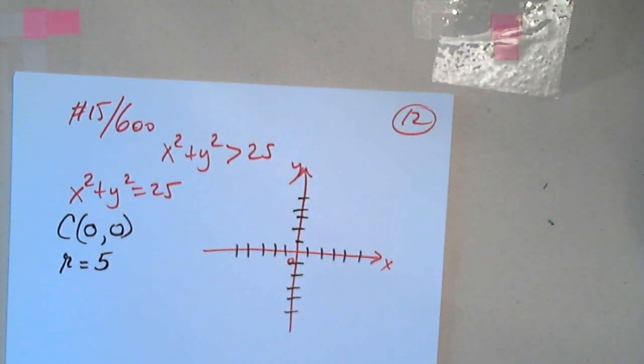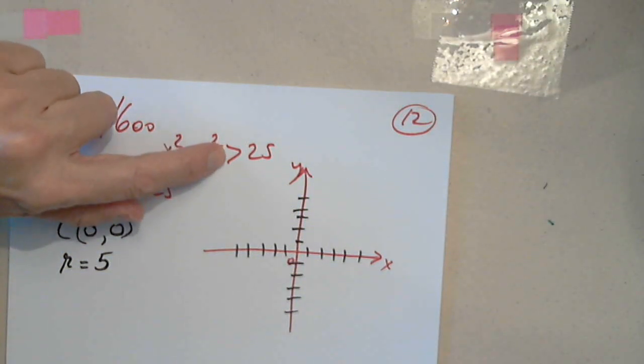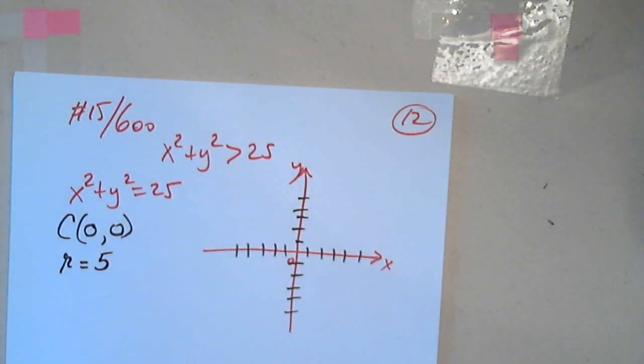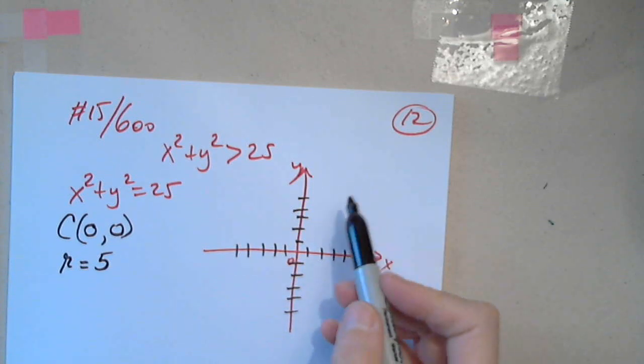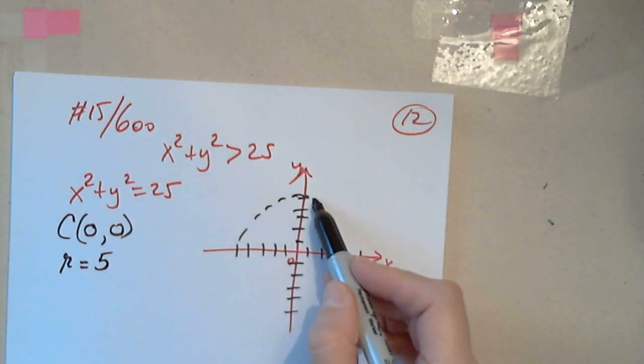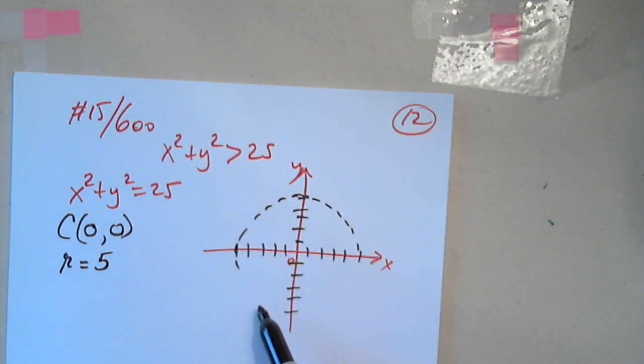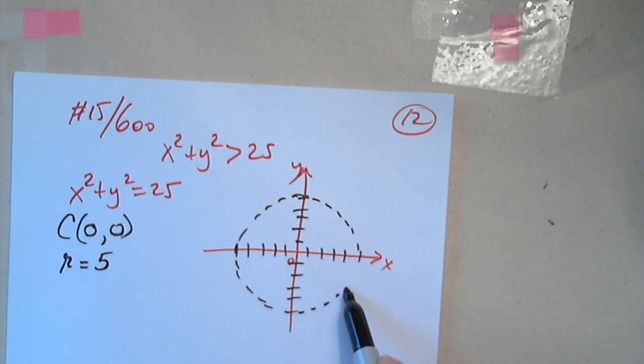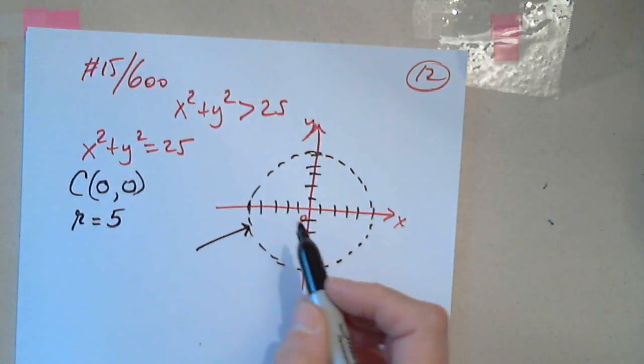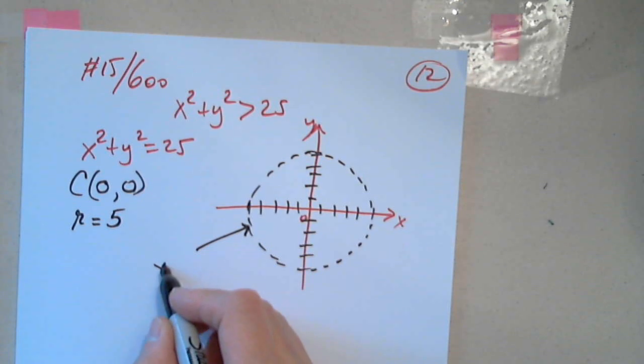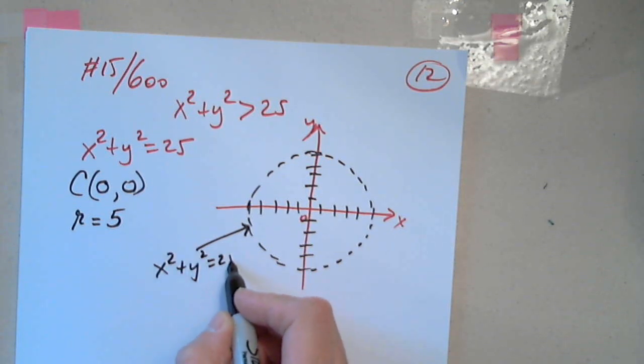Oops. Now, I cannot draw before I make a decision. Solid or dashed? Dashed. Yes. Just this, just the circle, is x squared plus y squared equals 25.